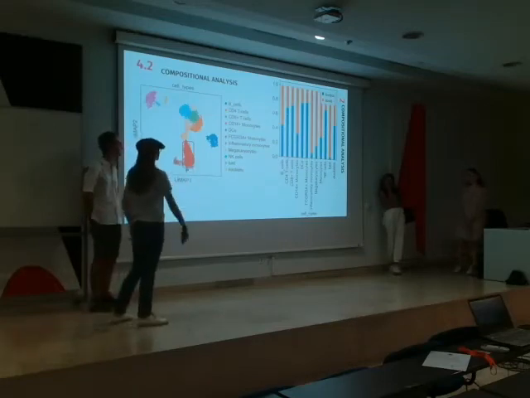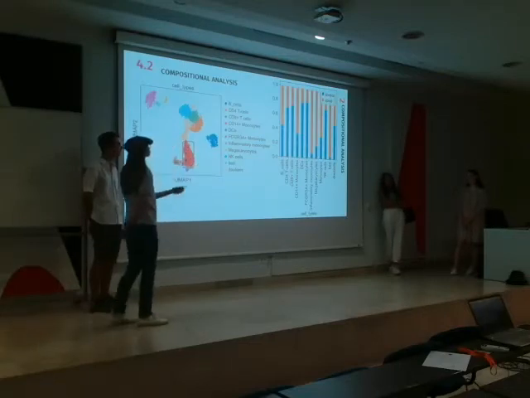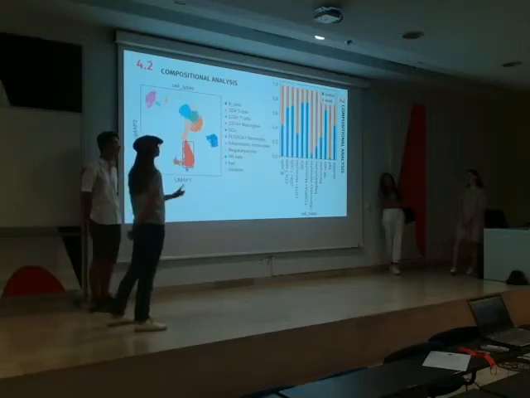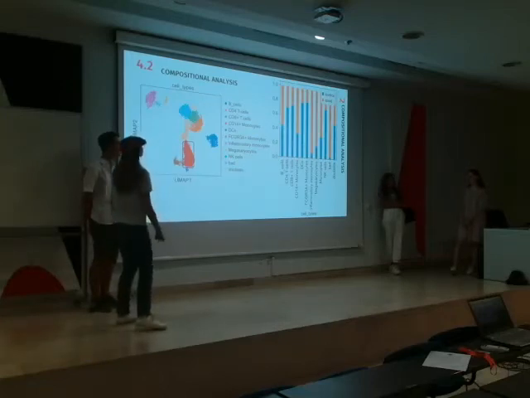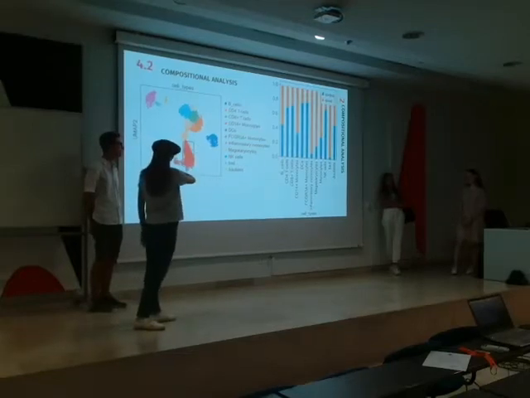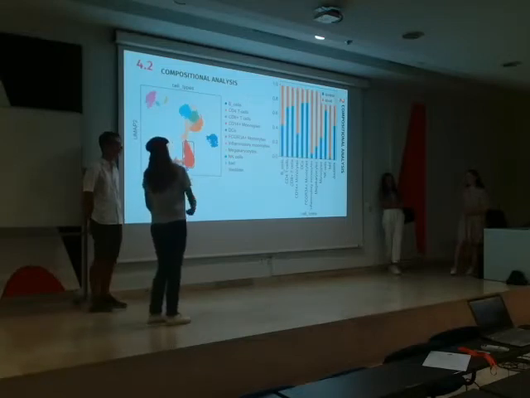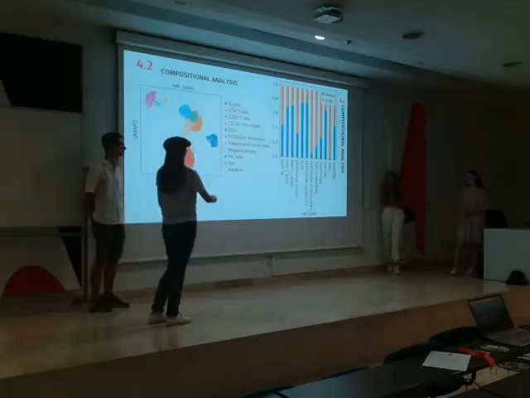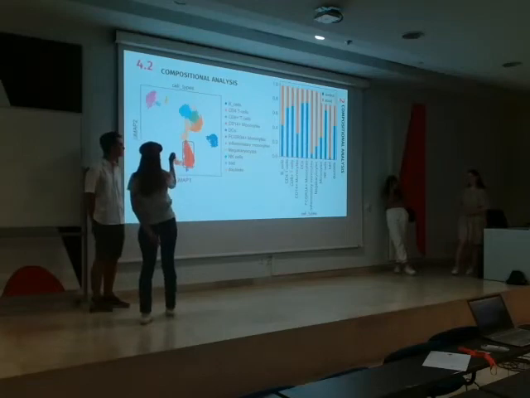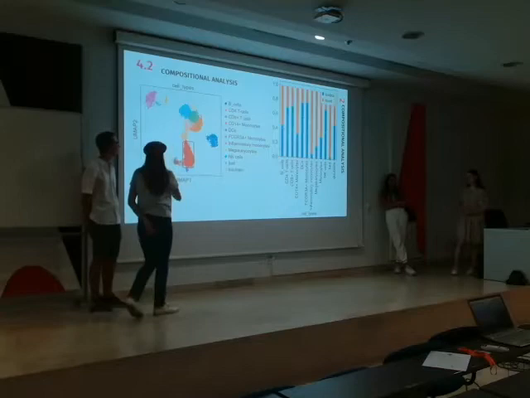And also there is compositional analysis. We can see the distribution of cell types in control samples and also in COVID samples. And basically the most important thing here is that in COVID samples we have more monocytes. We have CD14 plus monocyte, inflammatory monocyte, and also monocytes. So this is this red part here. So monocytes, most important.